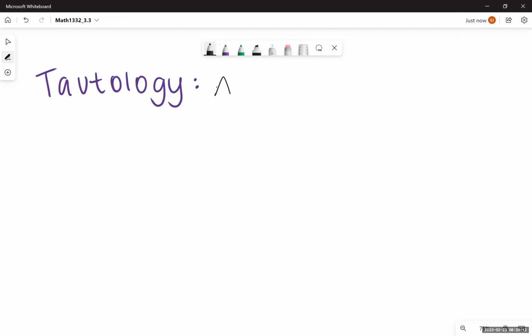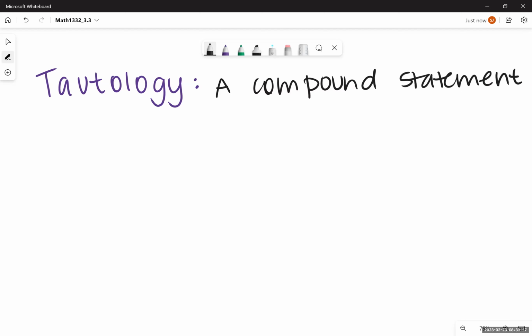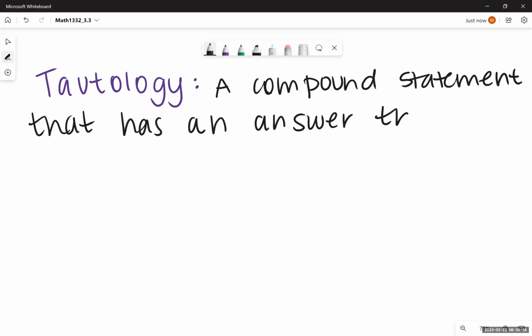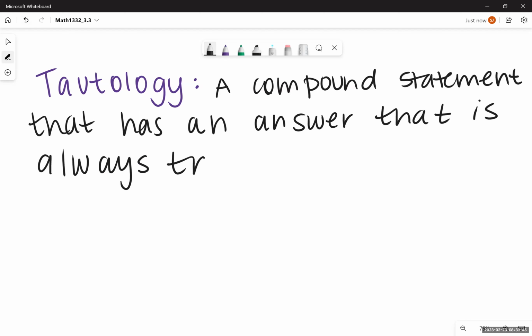Okay, so a tautology is a compound statement that has an answer column that is always true. I know it sounds weird to say that it's always true, but what it's saying is you have a compound statement. Every single one is like a snowflake. They are completely different. You can change one negation, one connective, and it changes everything.